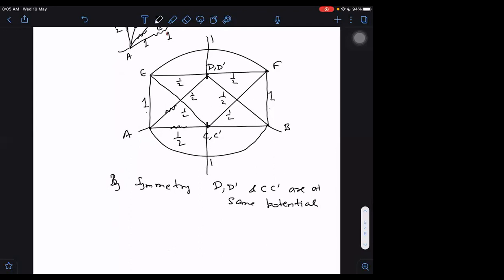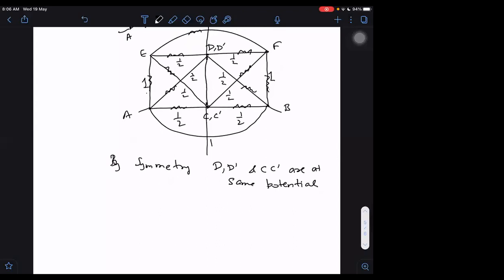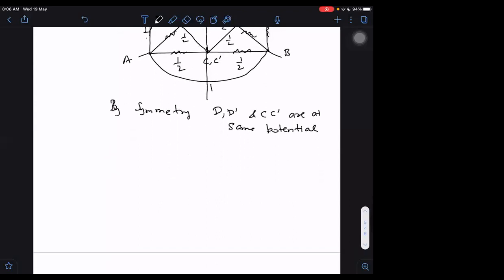This one was 1 by 2. 1 by 2, 1 by 2, 1 by 2, 1 by 2, 1 by 2, 1 by 2. 1. 1. And we will not take the mirror one. That will be going. So how to correct now after joining?